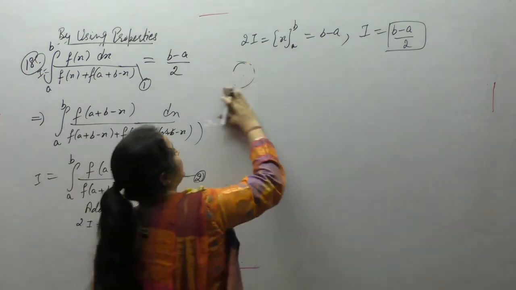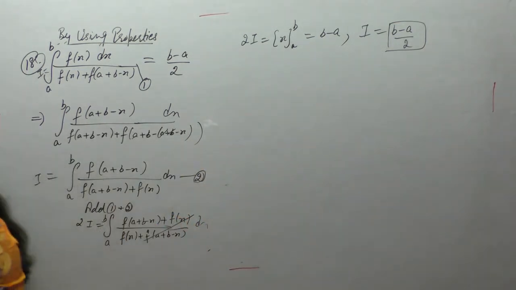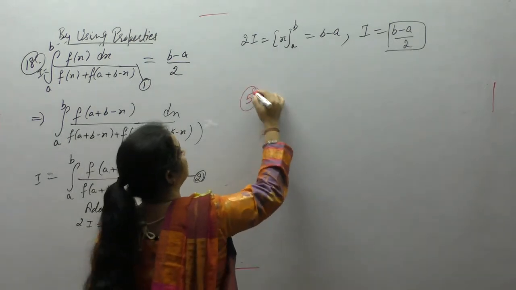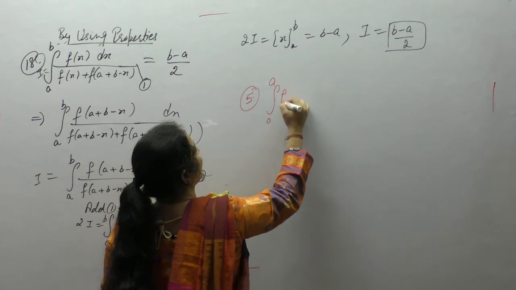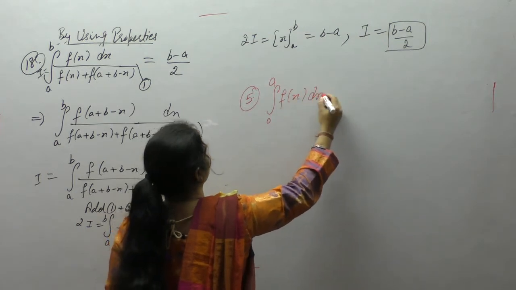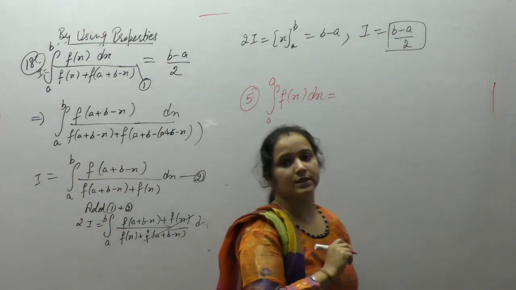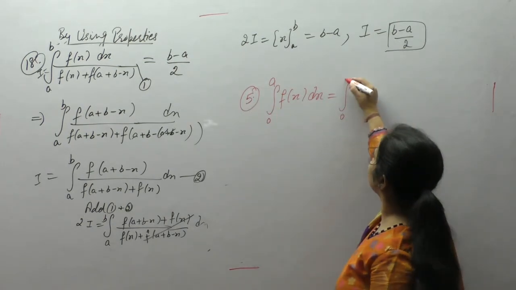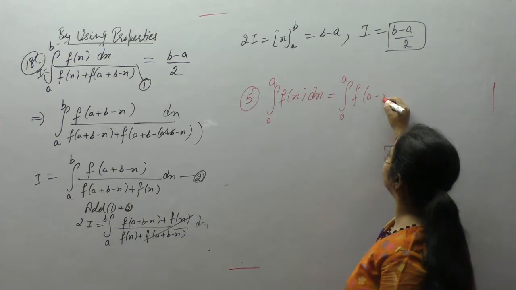Next property is integral 0 to a f of x dx. If the function is continuous in the limits 0 to a, then its value changes to f of a minus x.